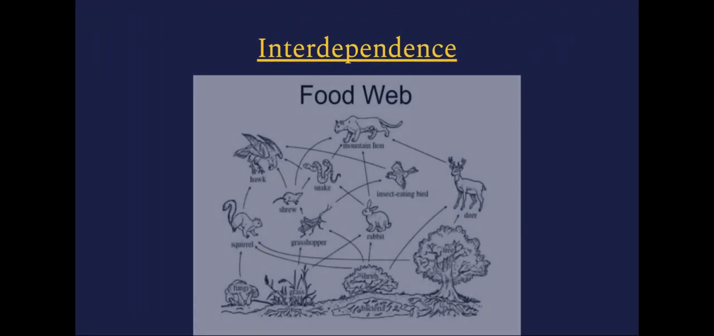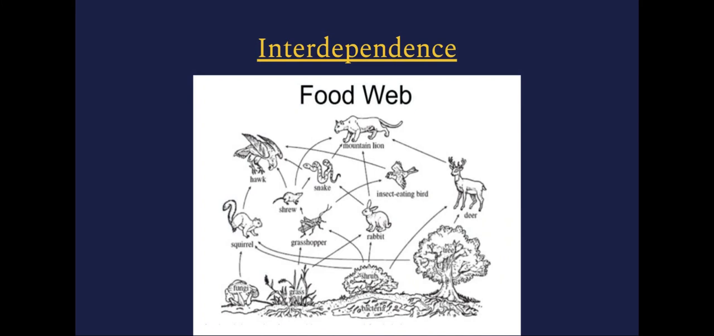Interdependence, also known as a food web, is a circle of life. Let's take this diagram, for example. If the grasshopper in this diagram were to go extinct, think about all the other animals that would either lose a food source or go extinct. It's a small-scale example. Even one simple grasshopper going extinct could affect millions of animals.